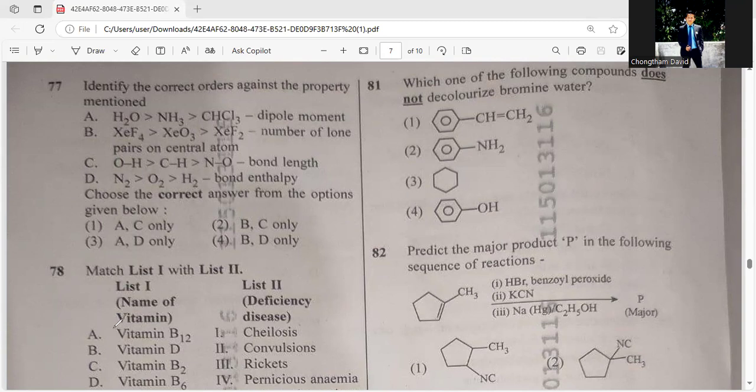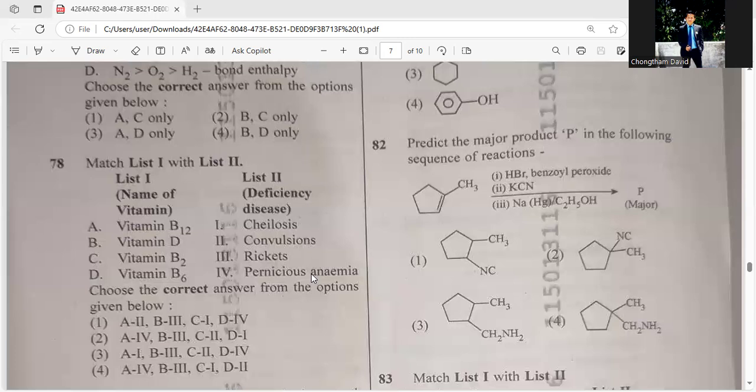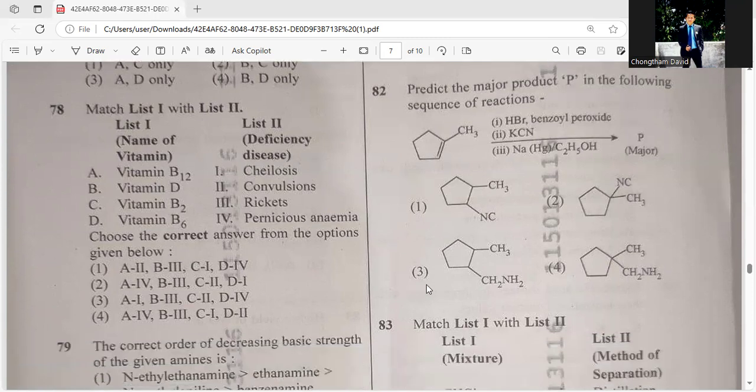Next, question number 82. Predict the major product in the following sequence of reactions. So it would be 3, primary amine. Because in the first step, the alkene, when treated with hydrogen bromide followed by benzoyl peroxide, follows anti-Markovnikov addition to give the bromoalkane. In the second step, potassium cyanide does nucleophilic substitution, giving alkyl cyanide. In the third step, reduction by sodium in ethanol gives a primary amine. So the final product will be pentylamine. So 3 is the answer for question number 82. Let's check it here. 3.